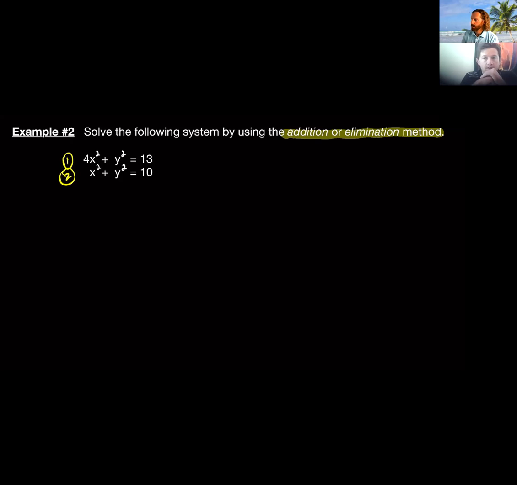Yeah, good. A lot of you put yes in chat. Barrett shaking his head. Because notice they line up as the same thing. The only difference is the coefficient. And we can get them to be the opposites so that they cancel out or eliminate.